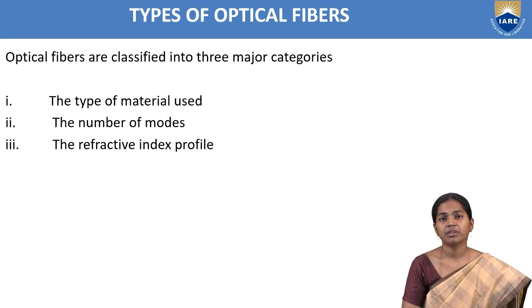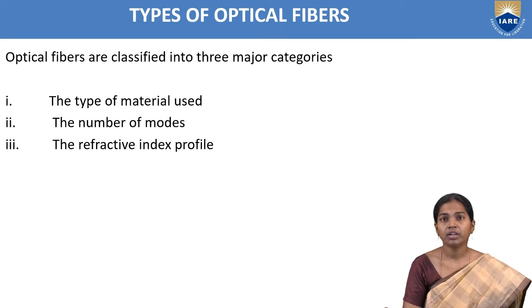In optical fiber we have different types. We can divide optical fiber based on the materials used, the number of modes, and refractive index profiles. Depending on materials, we have two types: plastic optical fiber and glass optical fiber. Based on number of modes, single mode and multi-mode. In single mode, the data is transmitted in only one path. In multi-mode, we can transmit the data in different modes.